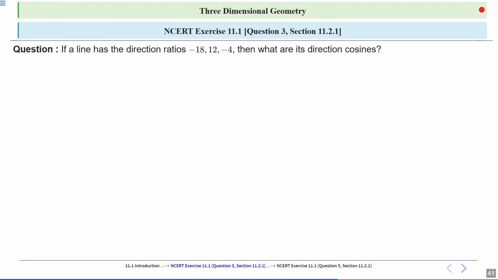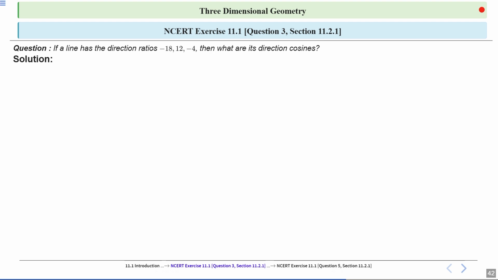Now, let's look at this question about three-dimensional geometry. We are given a line with direction ratios of minus 18, 12 and minus 4. Then what are its direction cosines? First of all, think about this. How would you approach this question, and then see the solution? Let's start the solution step by step.